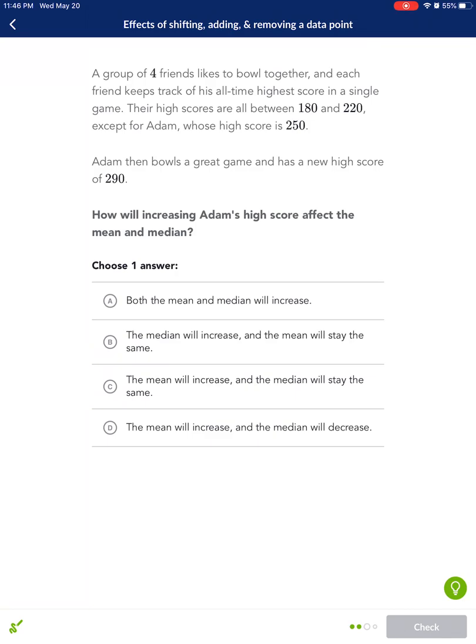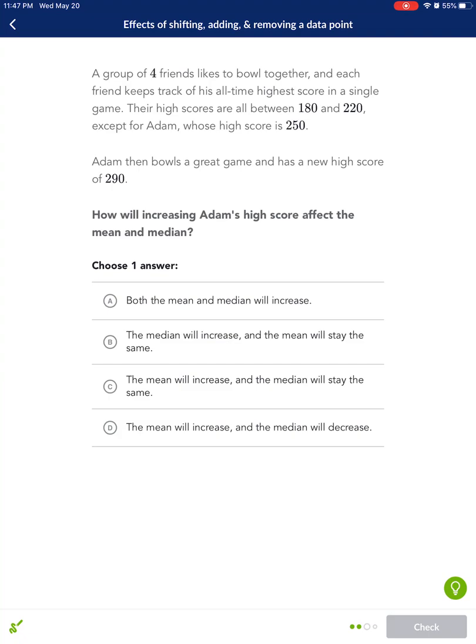Yay! All right. A group of 4 friends like to bowl together, and each friend keeps track of his all-time highest score in a single game. Their high scores are all between 180 and 220, except for Adam, whose high score is 250. Adam then bowls a great game and has a new high score of 290. I bet whoever wrote this problem, I bet their name is Adam. Anyway, how will increasing Adam's high score affect the mean and median?